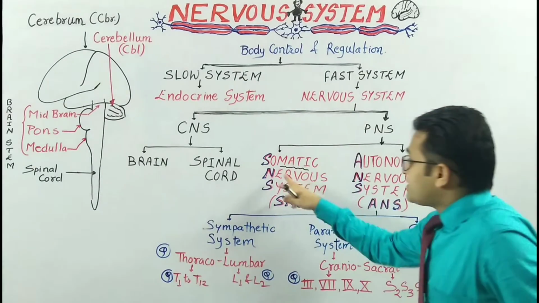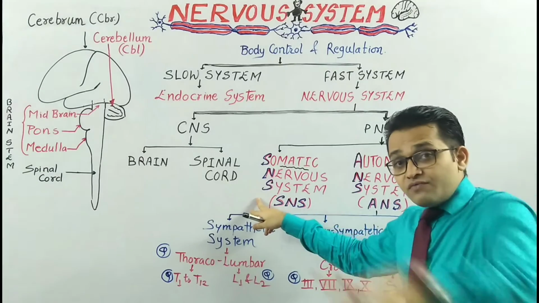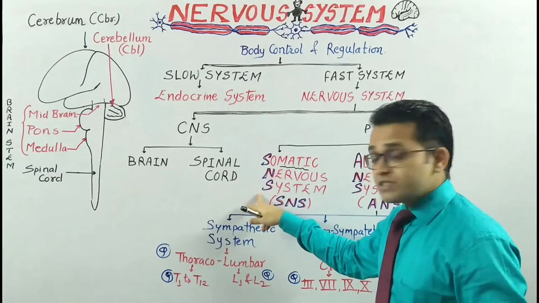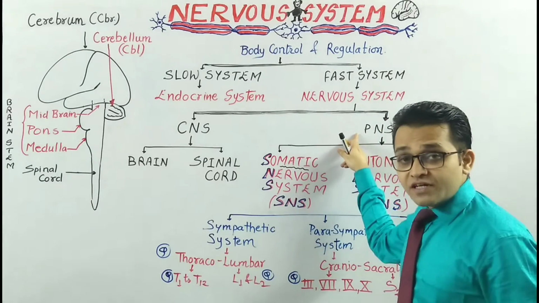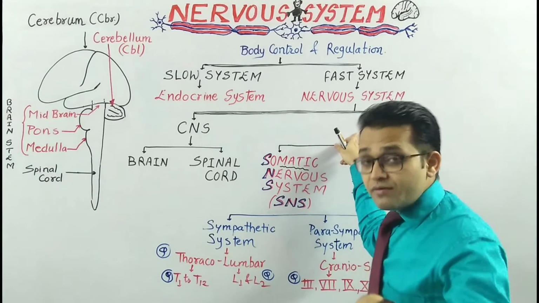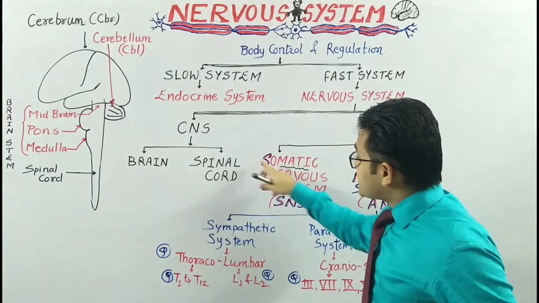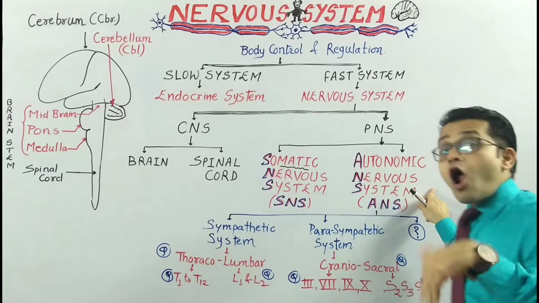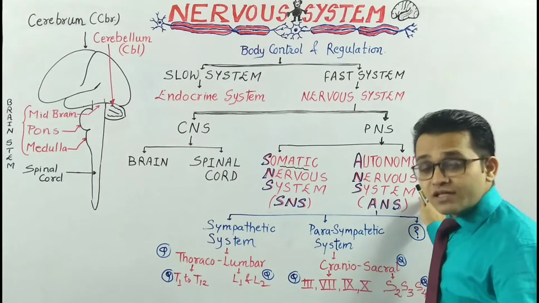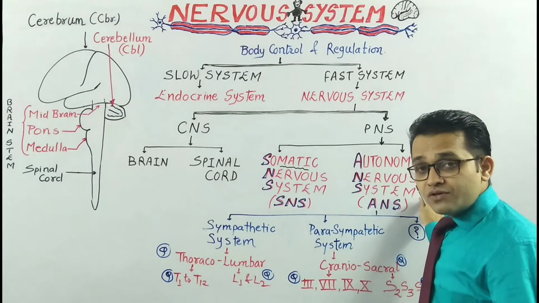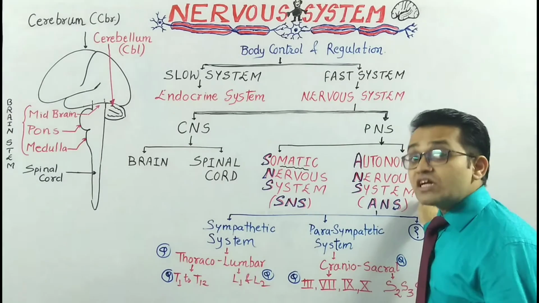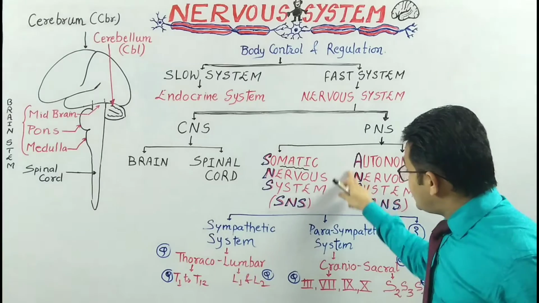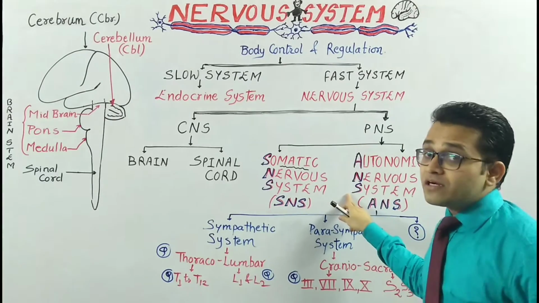So somatic structures are the outer body parts which are controlled by our will. The somatic nervous system is the part of the peripheral nervous system which is controlled by our will, supplying the body surface area. While the autonomic nervous system is automatic. It is the part of the nervous system which supplies the viscera, which are not under our control. These are under our control, while those are not under our control.